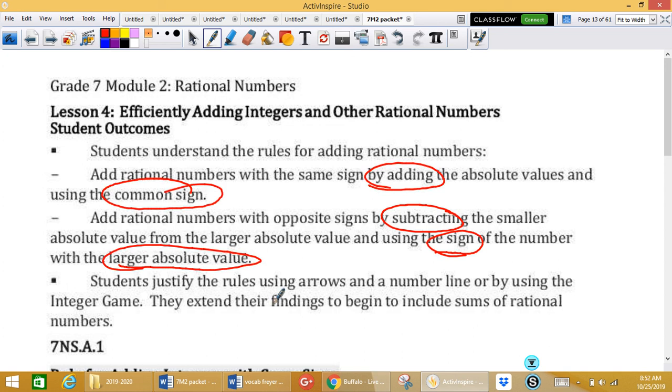Students justify the rules using arrows and a number line or by using the integer game. They extend their findings to begin to include sums of rational numbers.